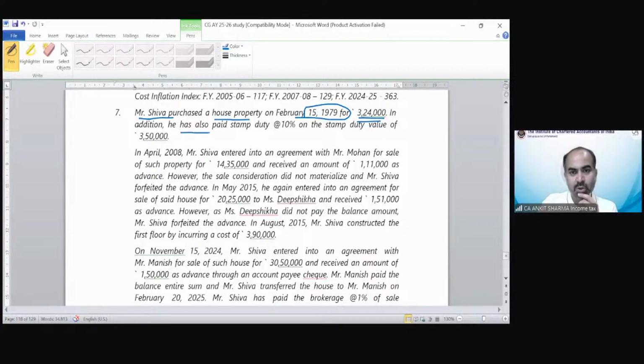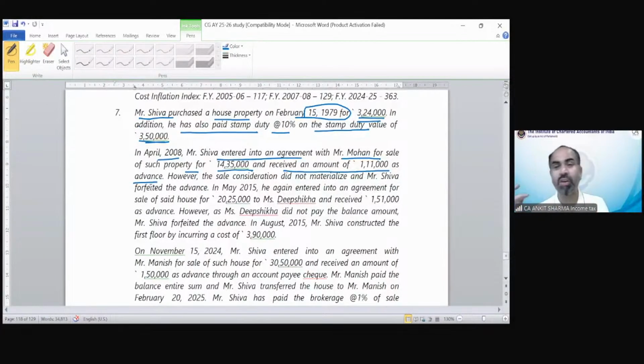In addition, he has also paid stamp duty 10% on the stamp value of 3,50,000. So at that day, the stamp duty value was 350 and the purchase price was 3,24,000. In April 2008, Mr. Shiva entered into an agreement with Mr. Mohan for sale of such property for 14,35,000 and received an amount of 1,11,000 as advance. So the question is giving you a hint that there is an advance payment, so there must be an advance forfeiture about to come.